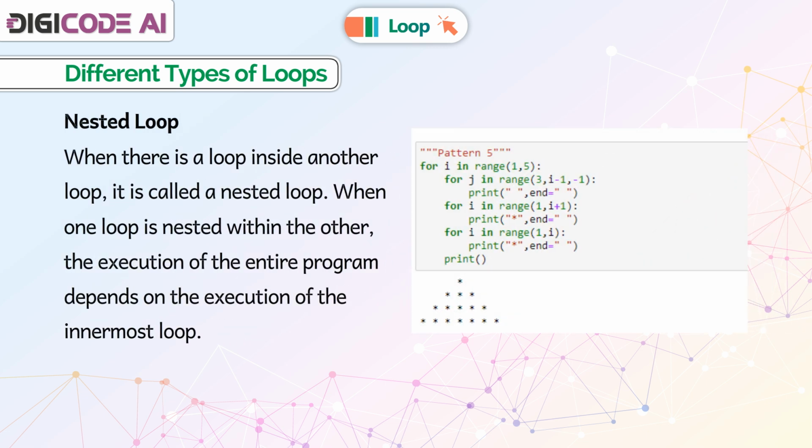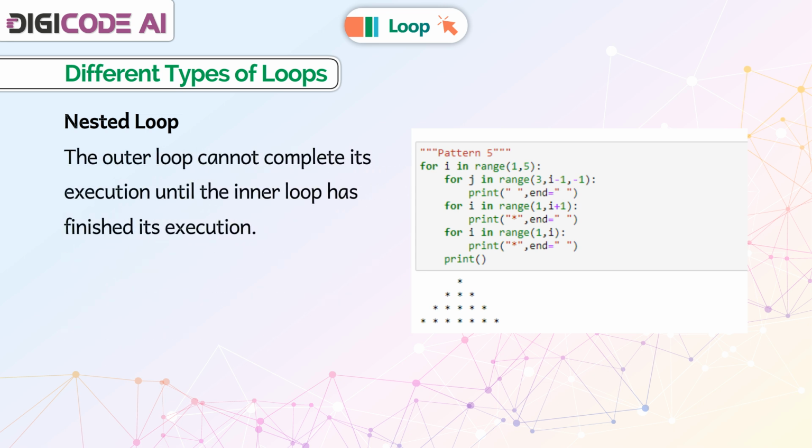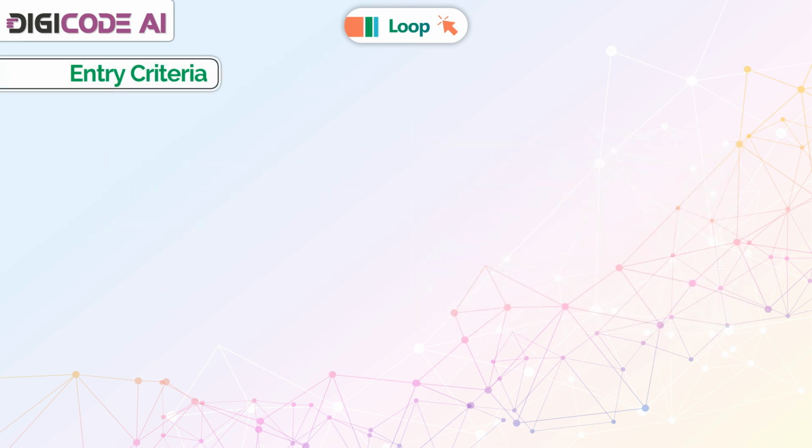Nested loop. When there is a loop inside another loop, it is called a nested loop. When one loop is nested within the other, the execution of the entire program depends on the execution of the innermost loop. The outer loop cannot complete its execution until the inner loop has finished its execution.